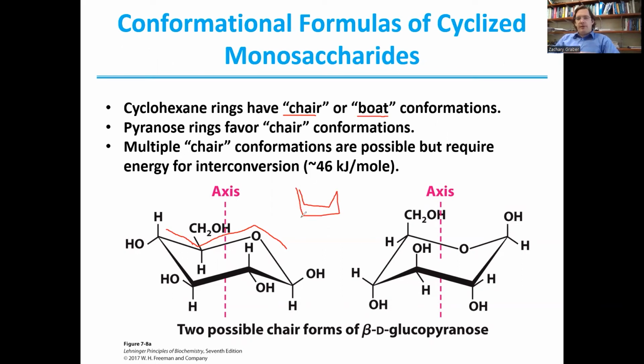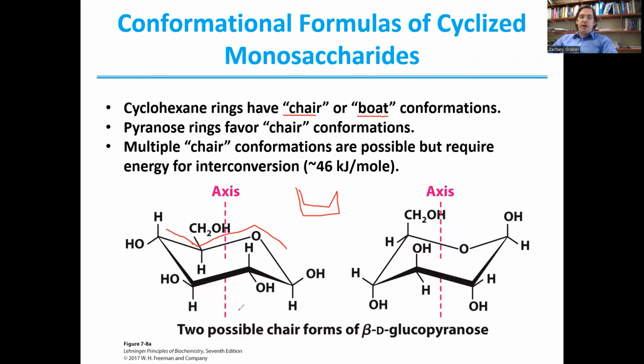In the chair structure, we're able to stagger our bonds and our large groups better to reduce our steric hindrance. With the boat structure, our conformation is more eclipsed and our groups are much closer to each other, and so it's much less stable.